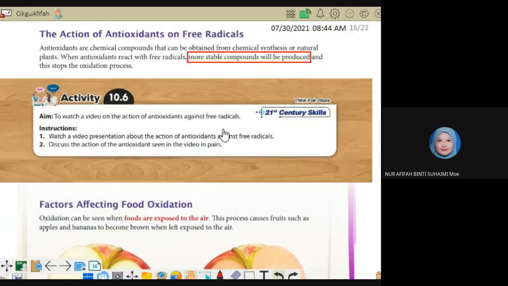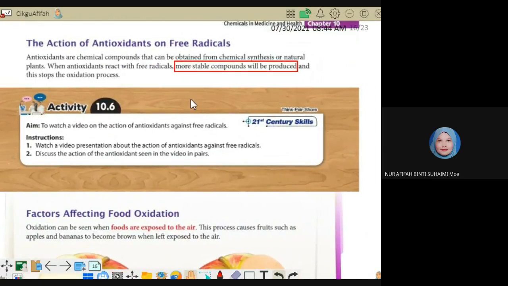Okay. The action of antioxidants on free radicals. So kalau kita ambil antioxidant ni, it will make the free radicals become more stable. And because we know that free radicals are unstable atoms or unstable molecules, right? So if we take antioxidant, it will repair. Contohnya dia akan baiki balik lah. Okay, it will make the free radical become a more stable compound. Okay, and stop the oxidation process.